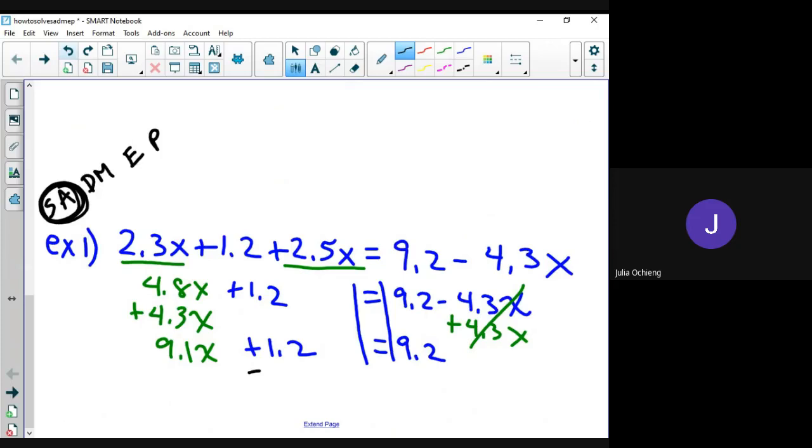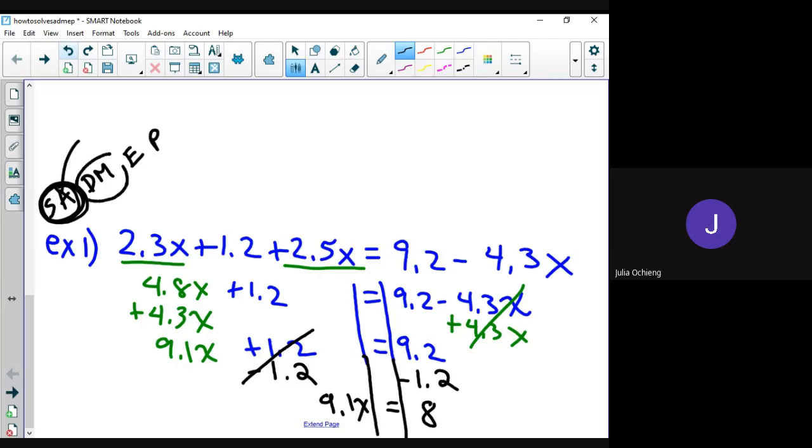So if it's plus 1.2, I'm going to get rid of it. Again, inverse operations: to get rid of a plus 1.2, I'm going to subtract it. And whatever you do to one side of an equation, remember, you have to do the same thing to the other side to keep it balanced. And so that will get rid of that. On one side, we'll get left with 8, and on the other side, we'll get 9.1x. All right, so we've done any subtraction and addition.